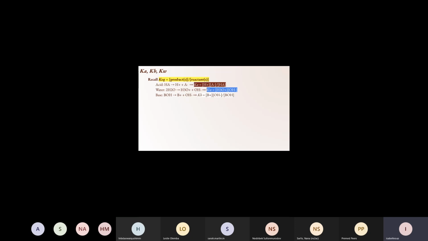But the only thing that I would tell you guys, which is perhaps a little bit confusing to some of you, is why there is no denominator in the Kw. I wonder if anyone knows the reason why we do not have the concentration of H2O in the denominator. If you type yes that you don't understand, then I will talk about it. If no, then I'm going to skip it, okay?